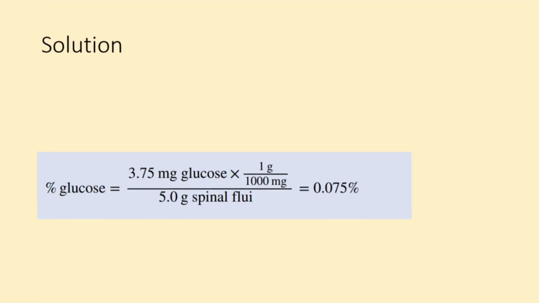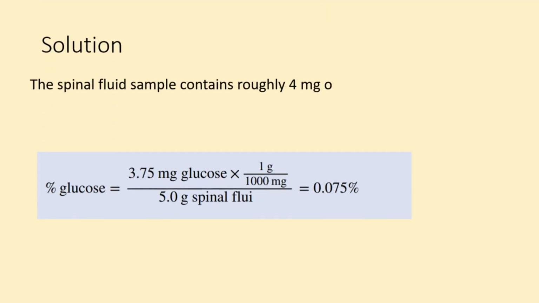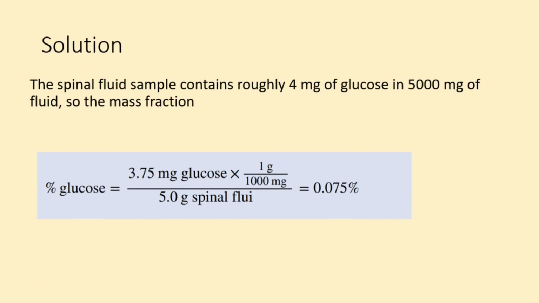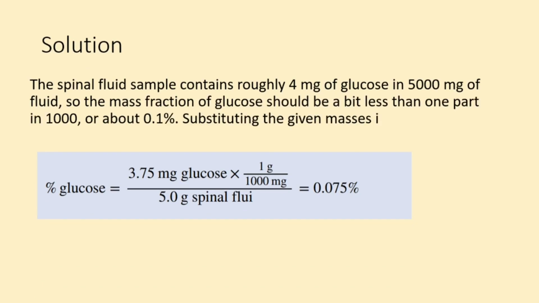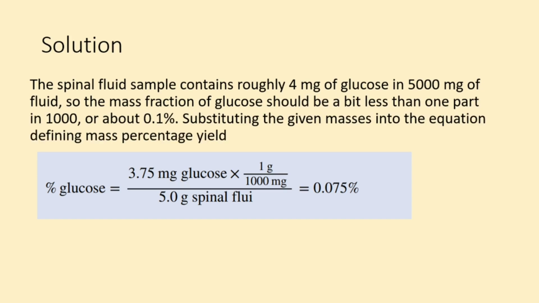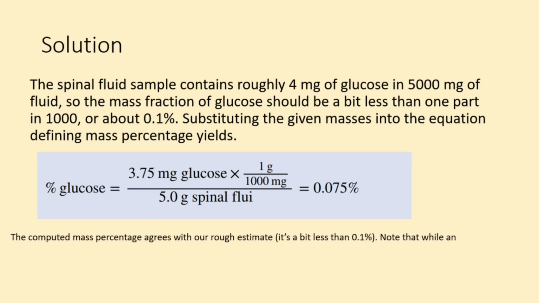The spinal fluid sample contains roughly 4 milligrams of glucose in 5,000 milligrams of fluid, so the mass fraction of glucose should be a bit less than 1 part in 1,000, or about 0.1%. Substituting the given masses into the equation defining mass percentage yields: the computed mass percentage agrees with our rough estimate, it's a bit less than 0.1%.